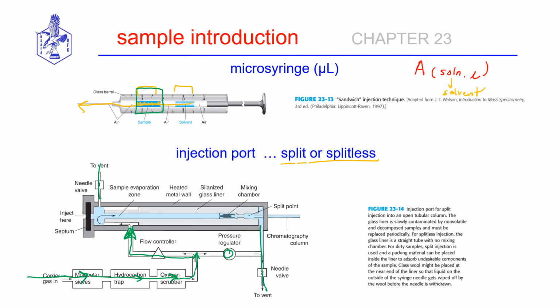Okay, your sample comes in, you inject your sample here, this little slug of sample gets into the injection port, it's heated, it will volatilize, it will fill this space. This is a mixing chamber, and then eventually that sample is going to obviously vaporize into the gaseous phase and be carried down onto the column.